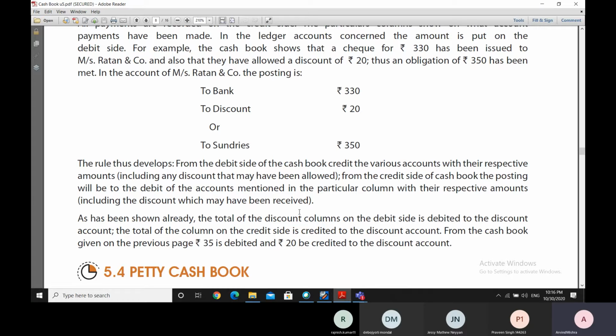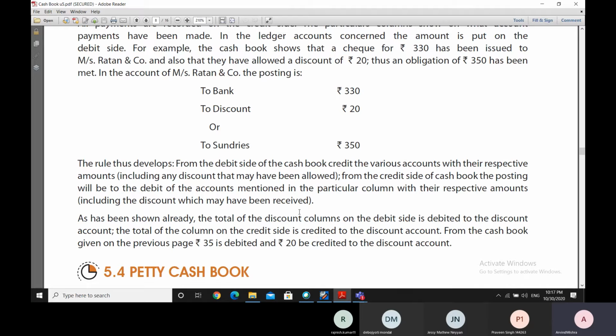So the rule is like this. Of course, for bank and discount, we can write sundries also sometimes when small amounts are concerned. The rule thus develops like this: from the debit side of the cash book, credit the various accounts with their respective amounts, as we have done here, including the discount that may have been allowed. And from the credit side of the cash book, which is the payment side, the posting will be to the debit of the accounts which are mentioned in the particulars column.